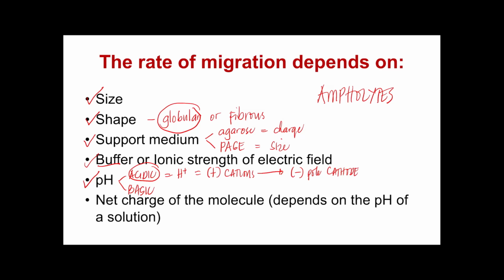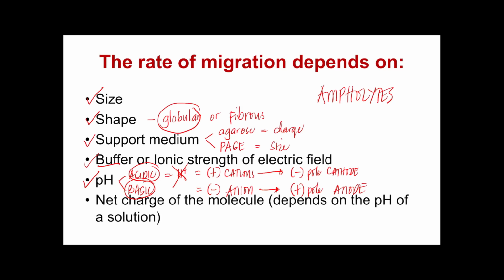Whereas, if the buffer is more basic as compared to the isoelectric point of the ampholyte, it will lose these hydrogen ions. So the proteins now will become negatively charged, and we call them anions. So where will they migrate? So those anions will migrate to the positive pole, which we call the anode. So that's how the buffer and the pH affect the migration of the molecules.